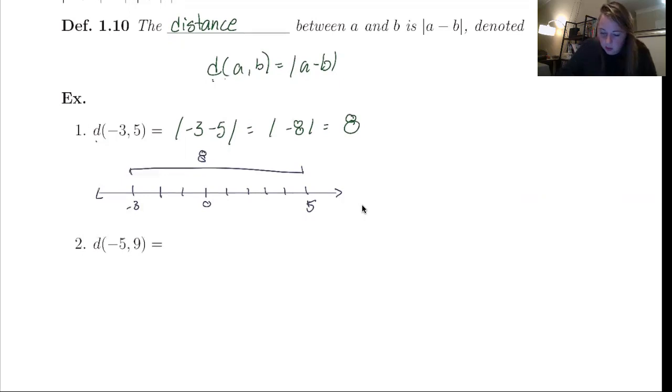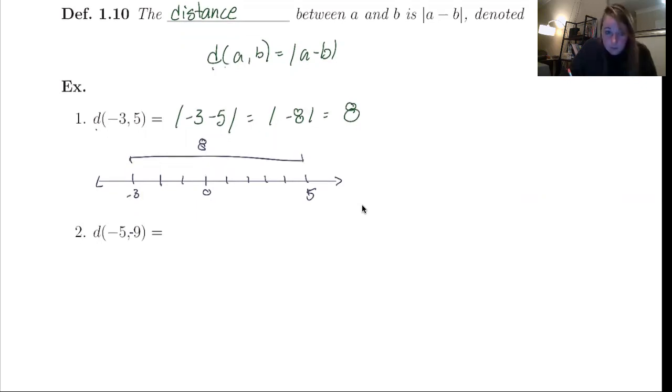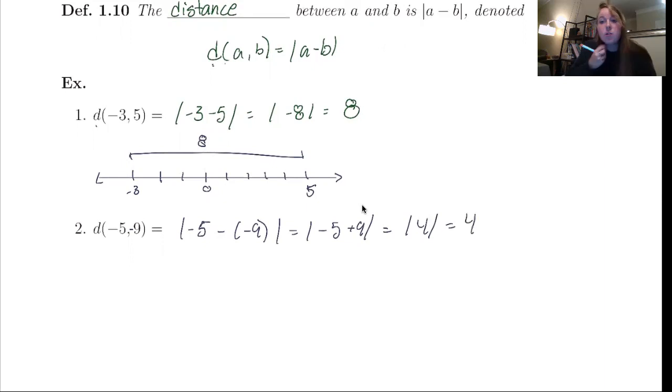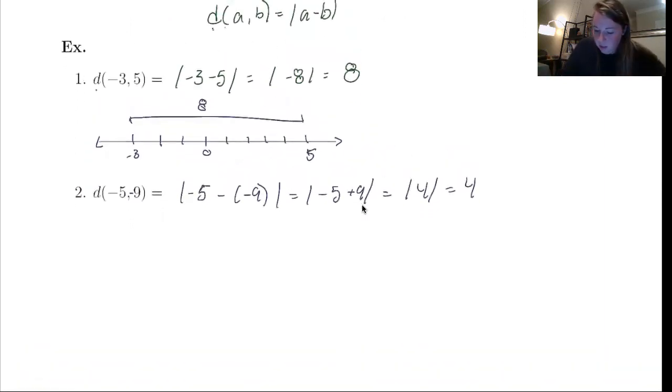And similar works with other numbers, right? So -5 and -9. So -5 minus, and when it's another negative number like that, I have to put parentheses around it. We have to distribute our negatives. So it's going to be -5 plus 9, which is actually just 4. So that's how distance works between two numbers, right? You just subtract them and take the absolute value.